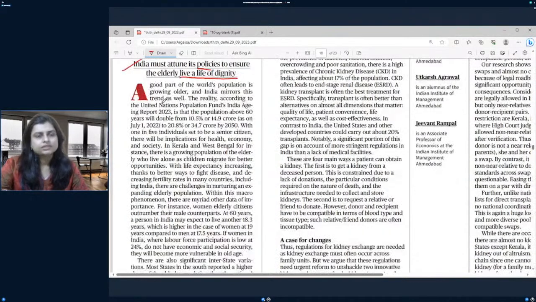The reality, according to the United Nations Population Fund India Ageing Report 2023, is that the population above 60 years will double from 10% to 14.9 crore, which is 20%. So 20% is what you are going to witness. That is India's aging population.